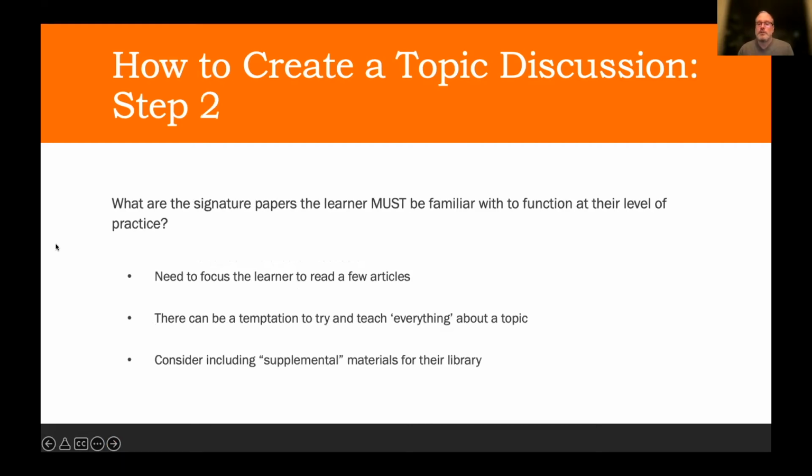So what I try to do when I'm starting to put together my objectives and my articles is determine what articles I'm going to pull and what are the signature papers the learner must be familiar with to function at their level of practice. I remember one of the first topic discussions I put together, I had tried to combine heart failure with hypertension, and I think I had 14 articles that I initially had selected. And that's absurd. There's just no way that anybody is going to be able to go through that. So, one, split those up, two, get into more specifics, and three, what is the seminal paper that they need to read and that you want them to have from a background standpoint.